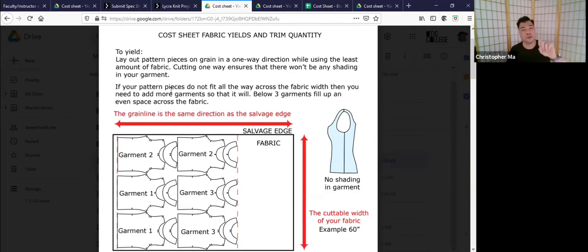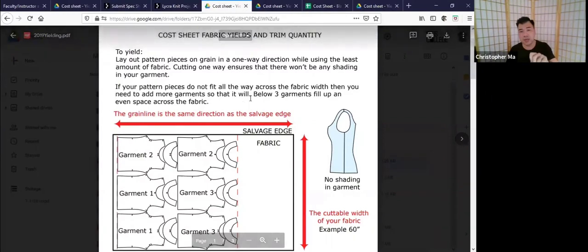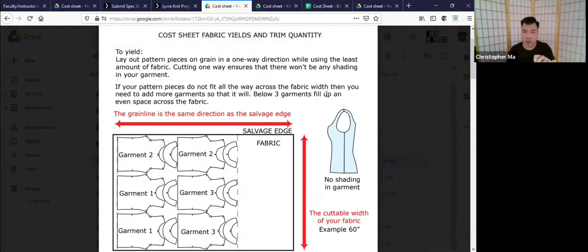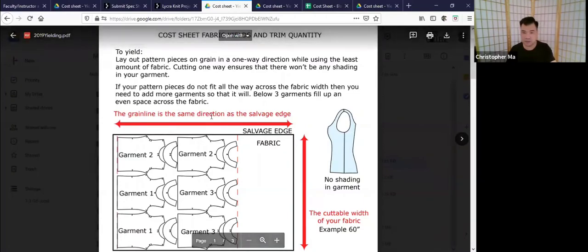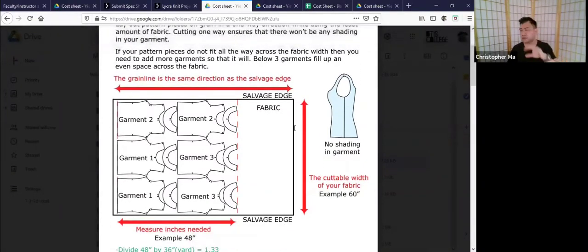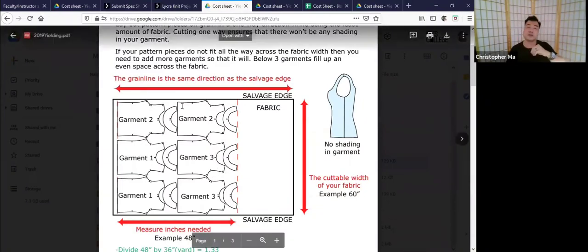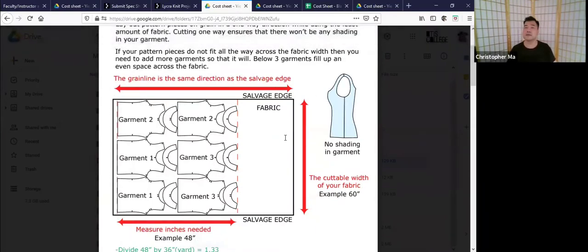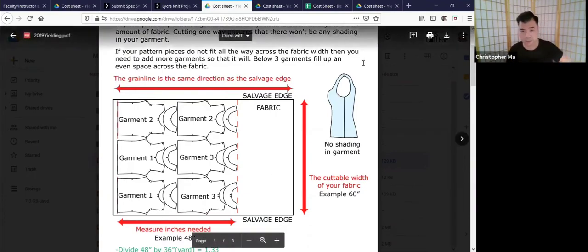If your pattern pieces do not fit all the way across the fabric width, then you need to add more garments so that they will. Below, 3 garments fill up an entire even space across the fabric. I think some of you already have an idea what it means to fill up the fabric. When you buy fabric, this is the selvedge edge. Just imagine when you go to a fabric store and they measure yardage. You're buying 2 yards, so they unroll the roll and give you 2 yards. That's what this is right here, okay?